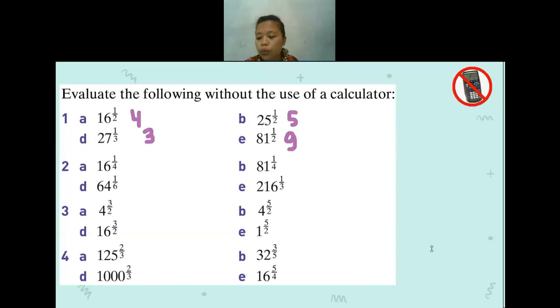For page 2, we have 16 to the power of 1 per 4. So it means you can take the fourth root, or you can change the 16 into an index number. Either one is okay. So which way do you want to use? You want to use the root, or you want to change the number into an index number?